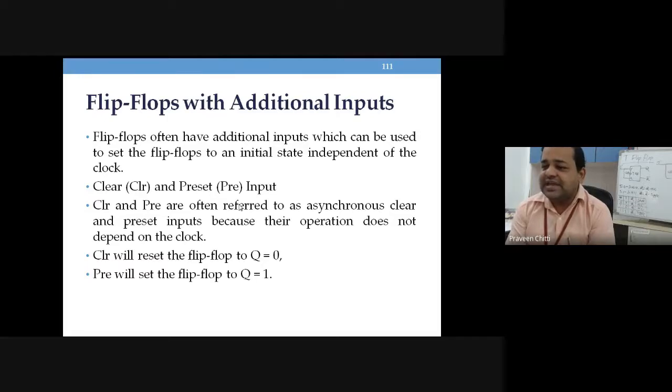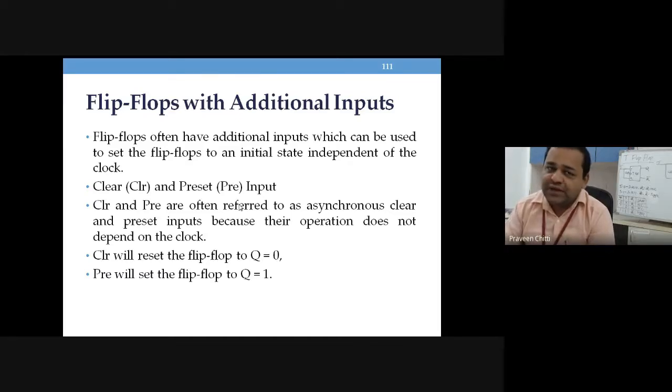Clear: if clear is active, the Q output of the flip-flop will be 0. The flip-flop may be any kind of flip-flop, and if you have the clear input, and if that clear input is active, Q output will be 0. Similarly, if you activate the preset input of the flip-flop, then the Q output of that particular flip-flop will be 1.